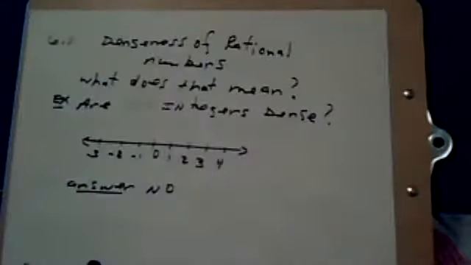Denseness of rational numbers. The idea of denseness, it's a weird word. All it means is, can you find another number between the two numbers that were mentioned? What does that mean? Are the integers dense? Well, pick any two integers, let's say 0 and 1. Can you find another integer between 0 and 1? The answer is no. You cannot find another integer. Therefore, the set of integers is not dense.